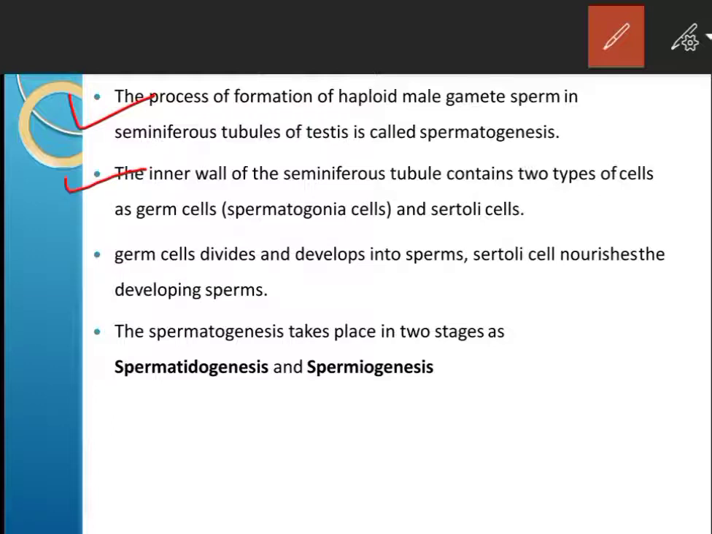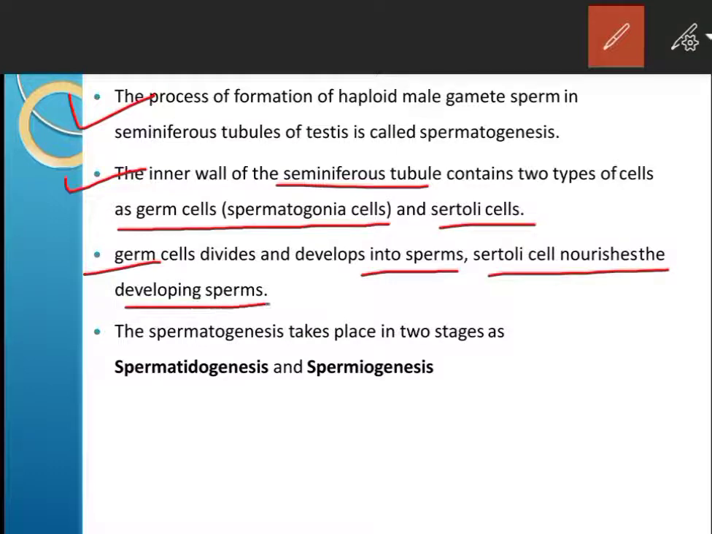ये हम लोग already पढ़ चुके हैं जब हमने seminiferous tubule का structure पढ़ा था. That are germ cells, which are called spermatogonia cells, and the Sertoli cells. Germ cells or the spermatogonia cells divide and develop into sperms, and Sertoli cells nourish the developing sperms.